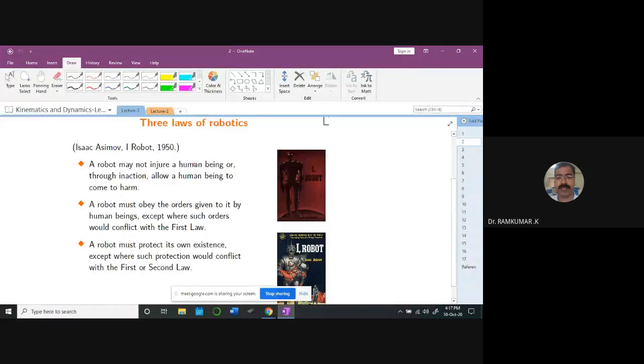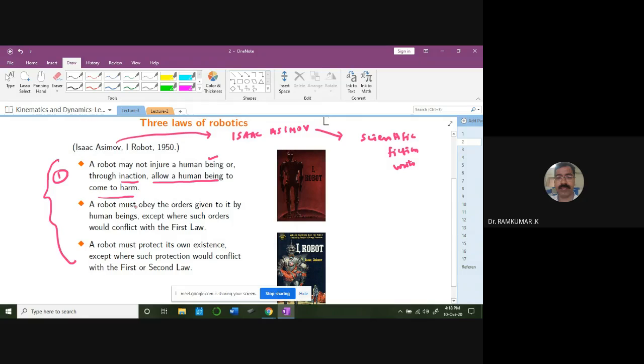So look at this. There are three laws of robotics. A robot may not injure a human being or, through inaction, allow a human being to come to harm. This is number one. These laws were framed by Isaac Asimov. Do you know this guy? Isaac Asimov, anyone from the class? He's a very famous science fiction writer. He has written a lot of popular science books also. He is very famous, and he framed three laws which have been widely accepted.